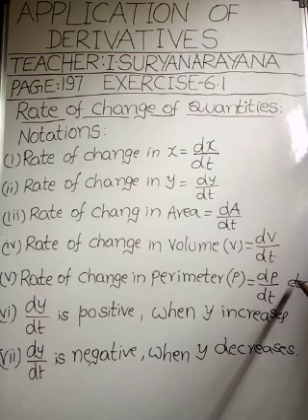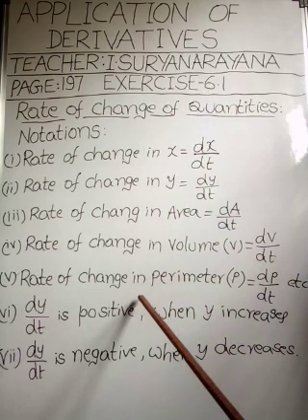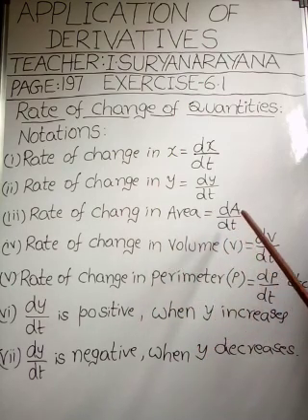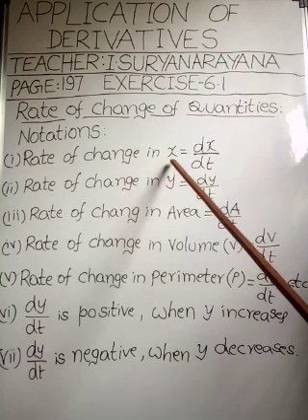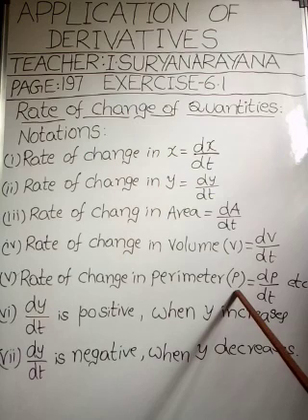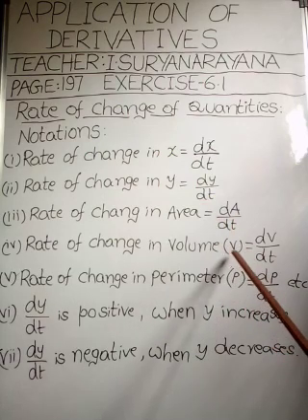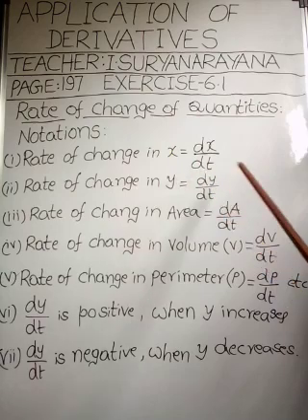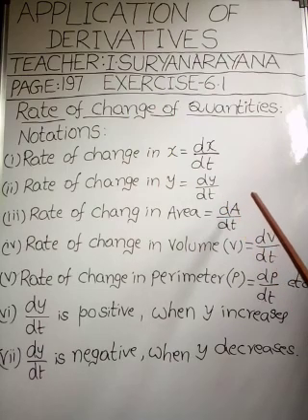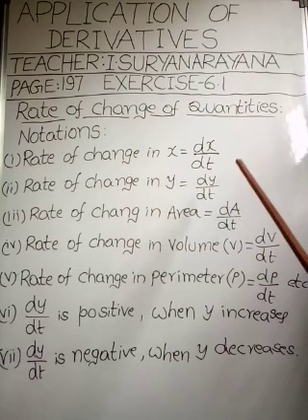Etcetera and so on. Understood all these 5 points, my dear children? We extend the same concept to other variables also. Here variable is x, here variable is y, here variable is a, area, here variable is v, here variable is p. Understood these points, my dear children? We are differentiating these variables with respect to t. Here what is the differential operator? d by dt. Remember this point, my dear children. Rate of change means the differential operator is d by dt, not d by dy. Okay, my dear children?